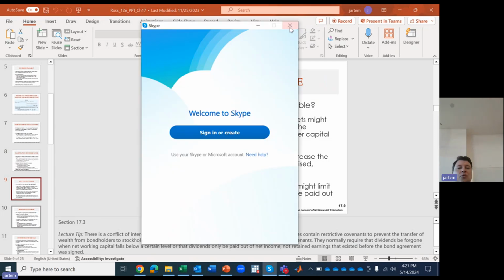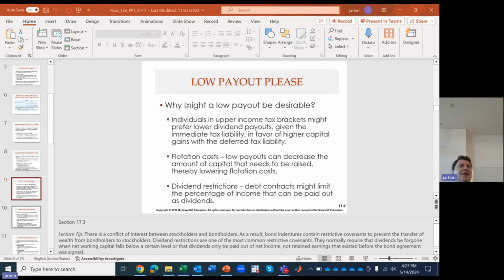Skype, I do not want to sign in. What? They must really have a problem getting users to use Skype, because it's like, are you sure you don't want to be signed in? We really want you here.